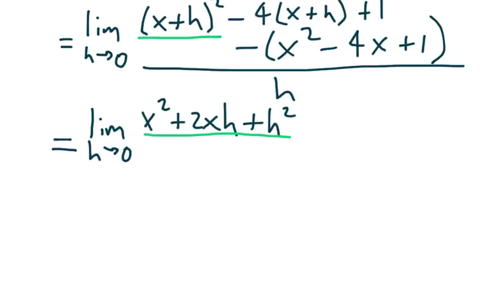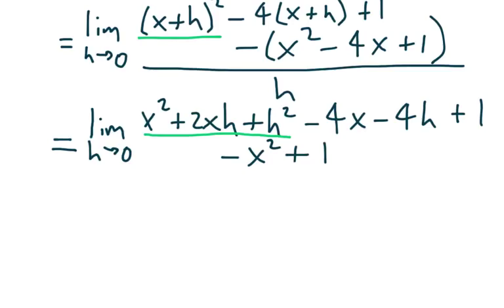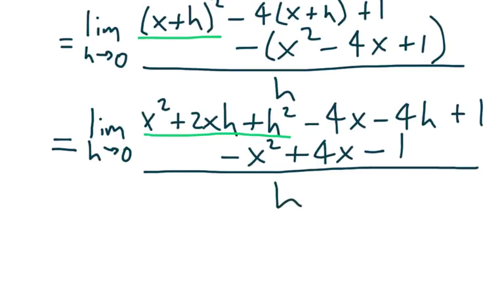Distributing the minus 4 gives us minus 4x minus 4h, and we have the plus 1 left over at the end. Next, let's distribute the minus in front of the final set of parentheses here. That gives us minus x squared plus 4x minus 1. And remember, our denominator is still h.